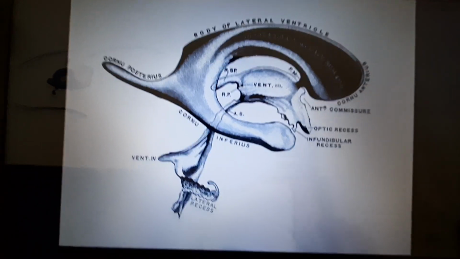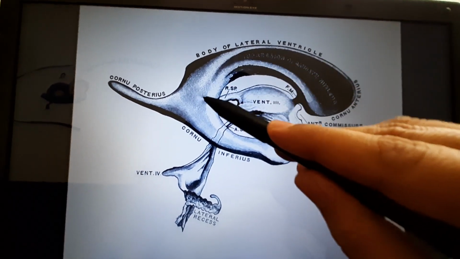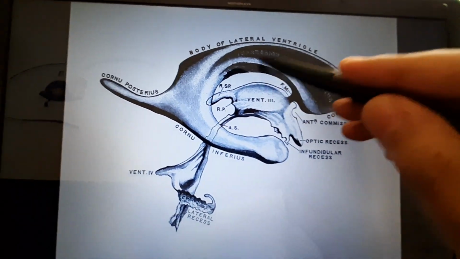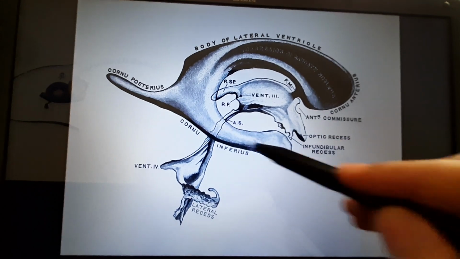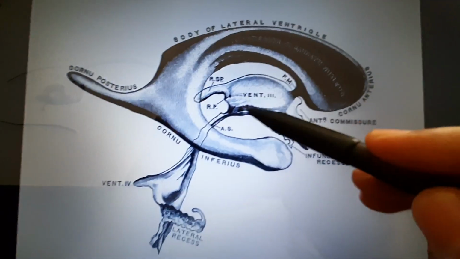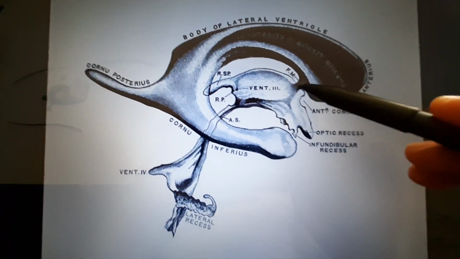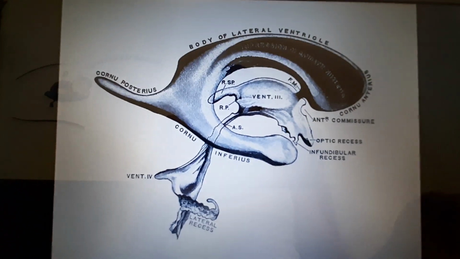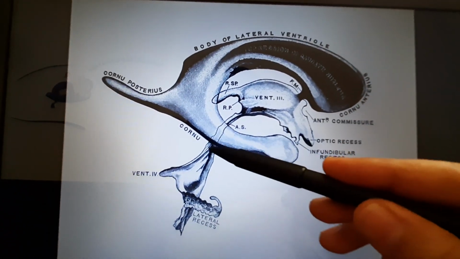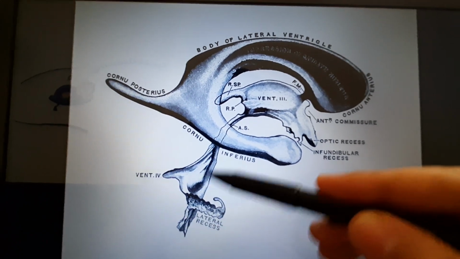This is the cast of the lateral ventricle. Very nice. So you can see this is the anterior horn, this is the central part, this is the inferior horn, and this is the posterior horn. You can see the third ventricle, that is the ventricle of the diencephalon. This is the interventricular foramen of Monro, right? You can see the cerebral aqueduct, which is the cavity of the midbrain, and this is the fourth ventricle.